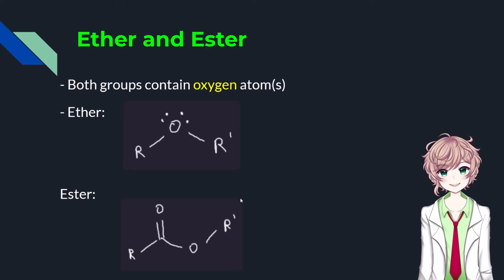Ether and ester groups. Both of these groups contain oxygen atoms, and an ether is simply an oxygen attached to two different things. That's pretty much all it is. We typically see ethers as being attached to two carbons.